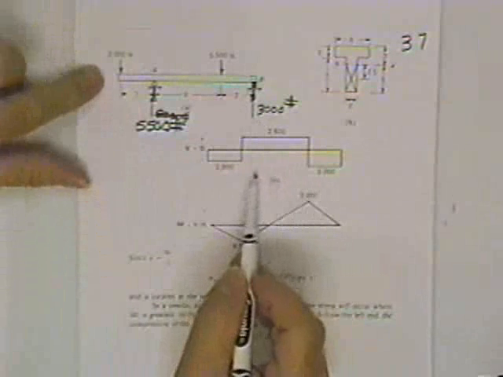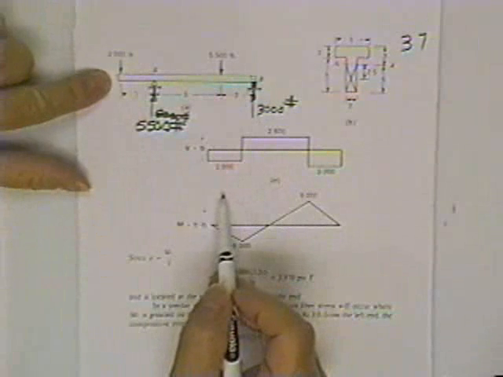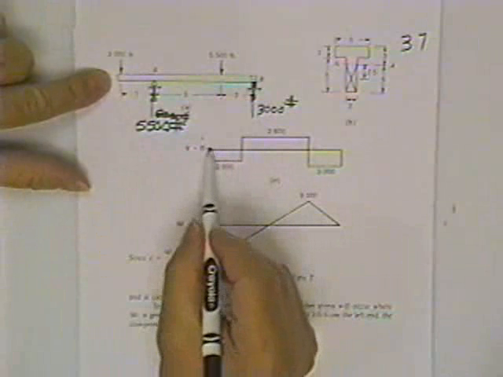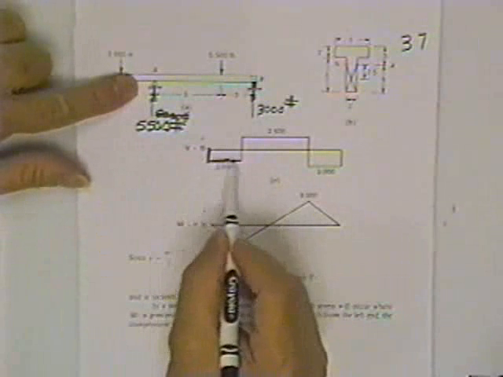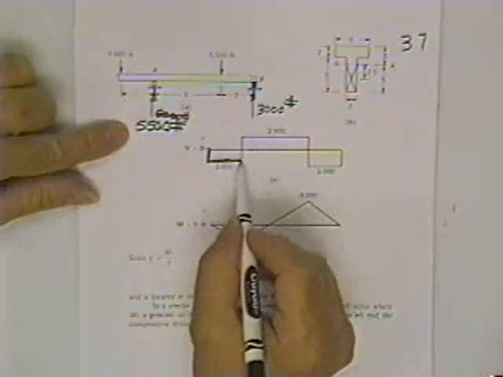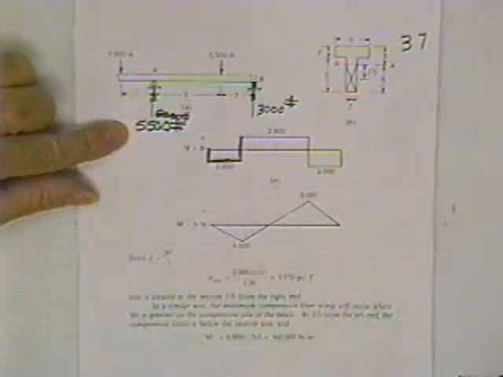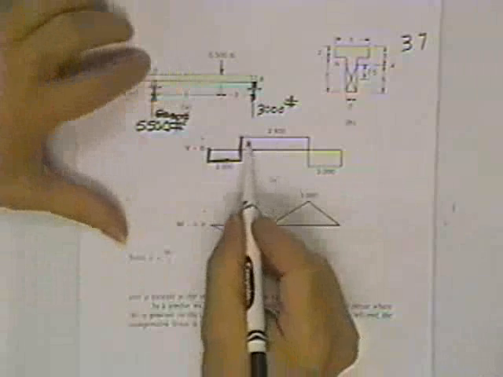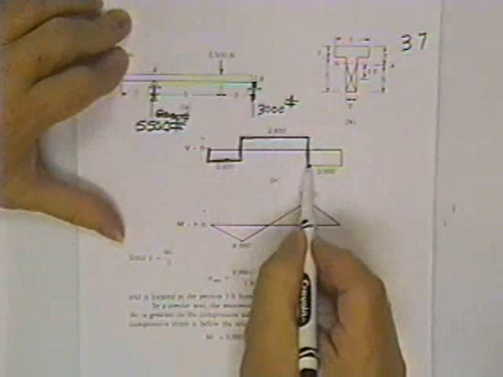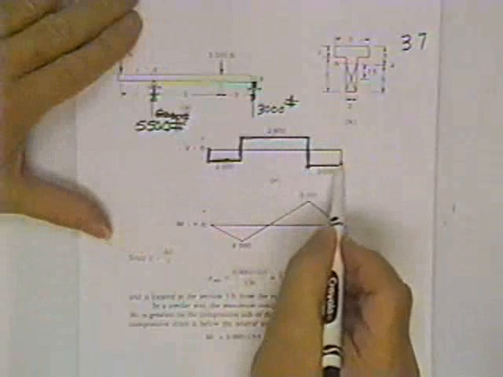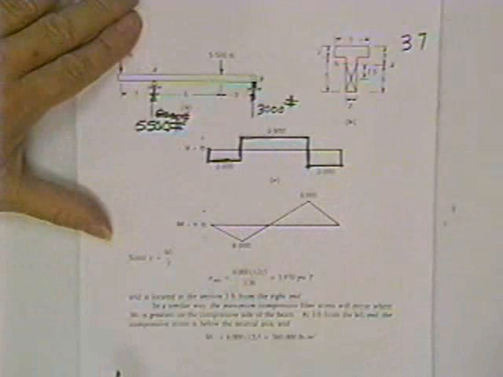He draws the shear diagram. The load comes down 2,000. He drops 2,000. No loads, no change in magnitude. Up 5,500, 2,500. No loads, no change. Drop 5,500, no load, close on zero.